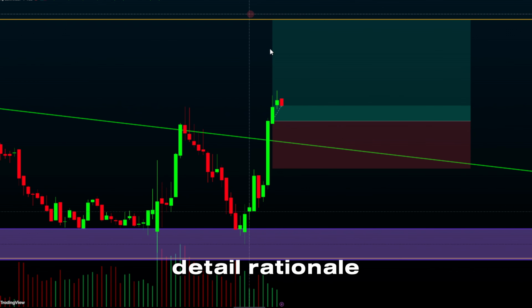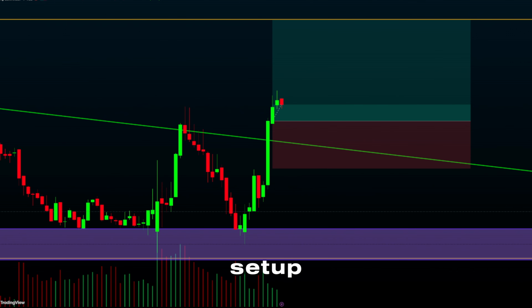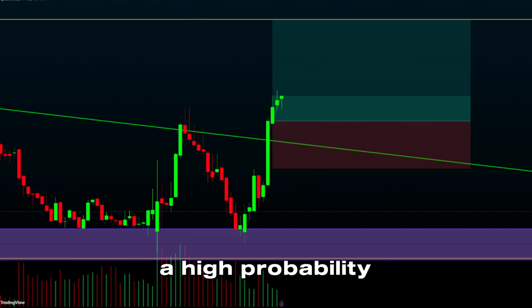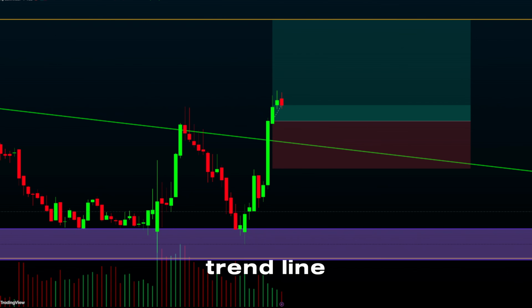Detailed rationale for the Bank Nifty trade setup. The trade setup is based on a confluence of three key technical indicators that suggest a high probability bullish reversal trade. Demand zone support hold: the price has found strong support at a critical historical price area. Three-touch reversal testing: the descending trend line has been exhausted after its third contact.